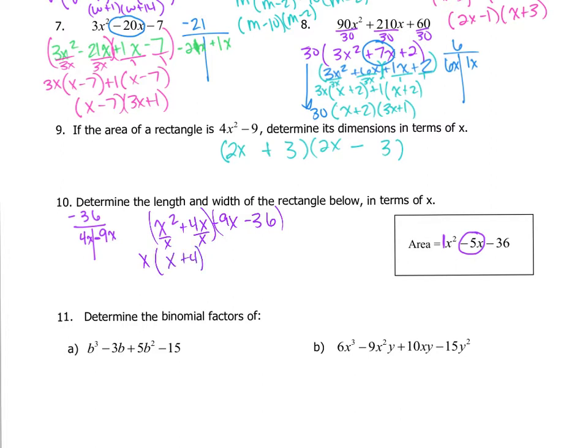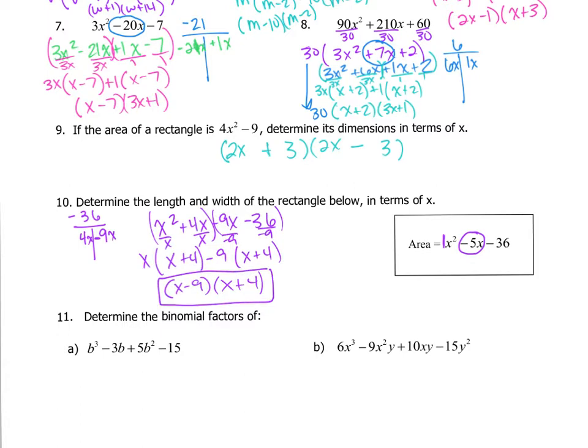And then out of the second parentheses, we can take a -9. And we would be left with x plus 4. So our factored form is x minus 9 times x plus 4. So those would be the dimensions of that rectangle.